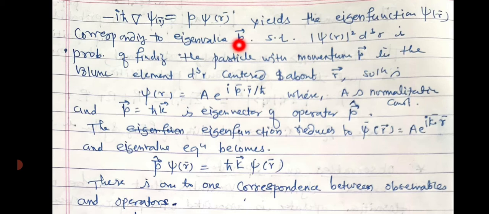Now, we know that mod psi square d cube r is the probability of finding a particle having momentum p in the volume element d cube r, which is centered about r. The solution psi of r is the time independent solution; we have taken out the time part. Psi of r is A e raised to i p dot r divided by h cross, where A is the normalization constant and p is h cross k.